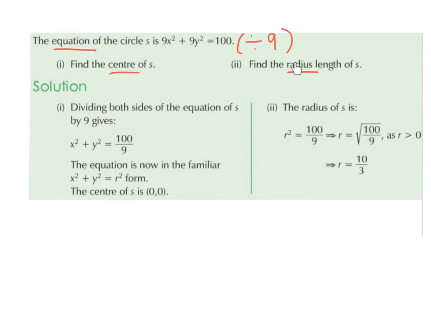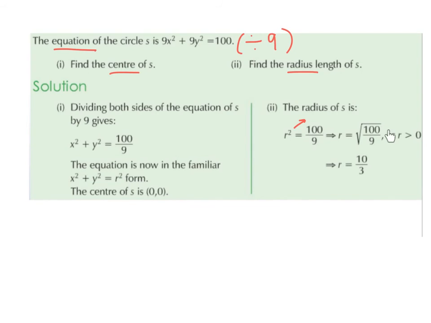So part 2, find the radius length of S, so find the radius of the circle. So we have r squared to be 100 over 9, so we have r squared equals 100 over 9. Therefore, r is going to be equal to the square root of 100 over 9, because the r squared comes over the equal sign and becomes square root. And the square root of 100 is 10, and the square root of 9 is 3. So r is going to be 10 over 3.